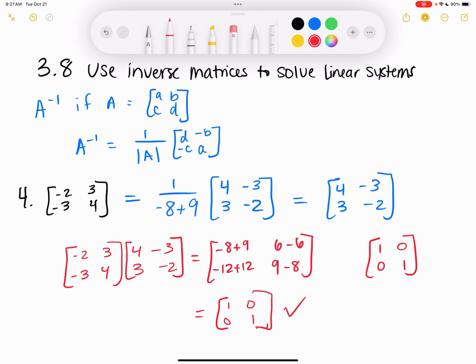Now again, I don't normally check these by hand, but I just felt like it was a good review of the multiplication. So we'll have a quiz at the end of this week on all of this stuff.